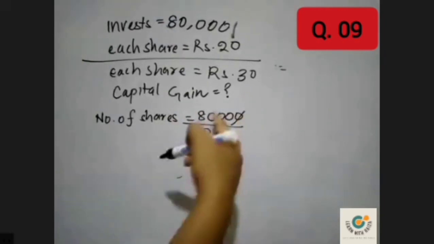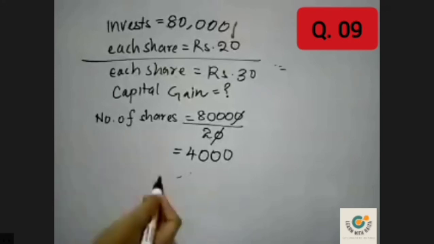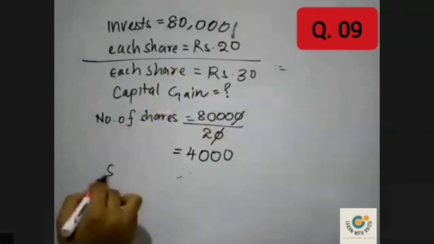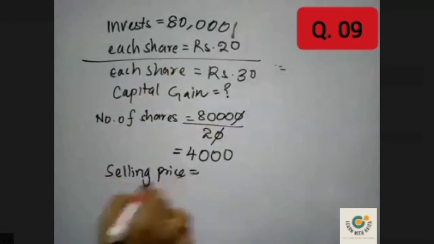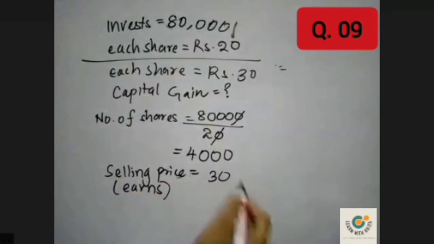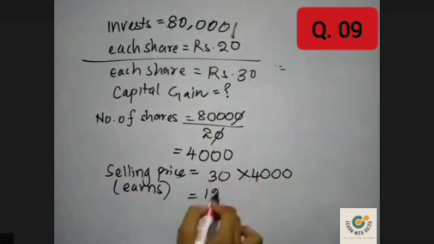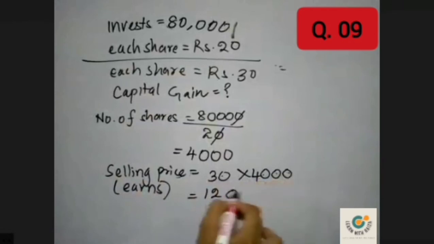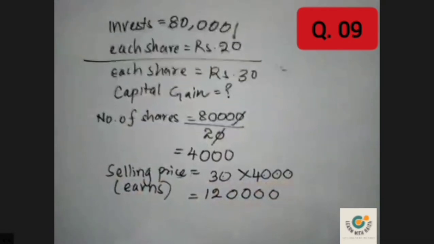80,000 divided by 20, I cancel my zeros, 8,000 divided by 2, 4. Okay, fine. Now, how much does he earn by selling each share? His selling price of each share is 30 rupees. So one share gives 30 rupees. He bought 4,000 shares. So he will earn 3 times 4, 12, and 4 zeros. Right? 120,000 he is earning.